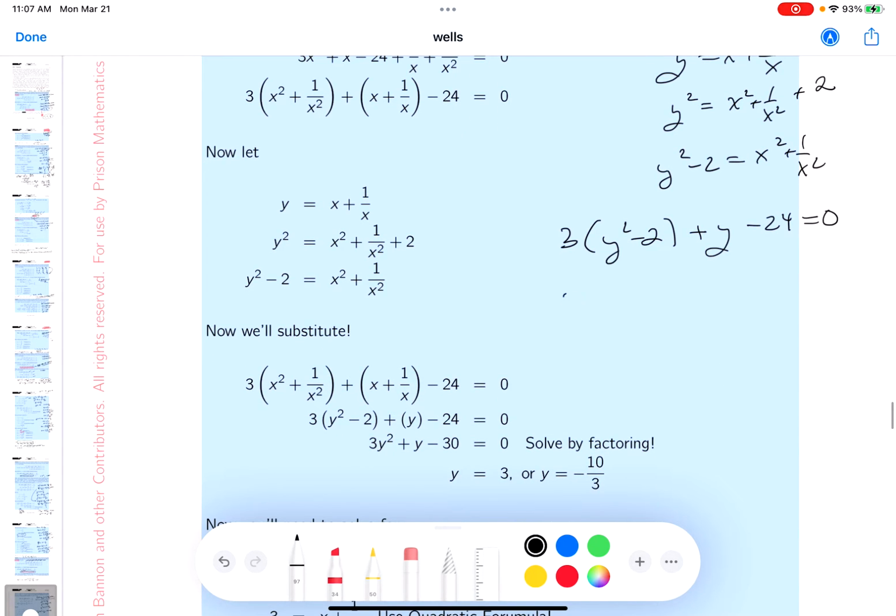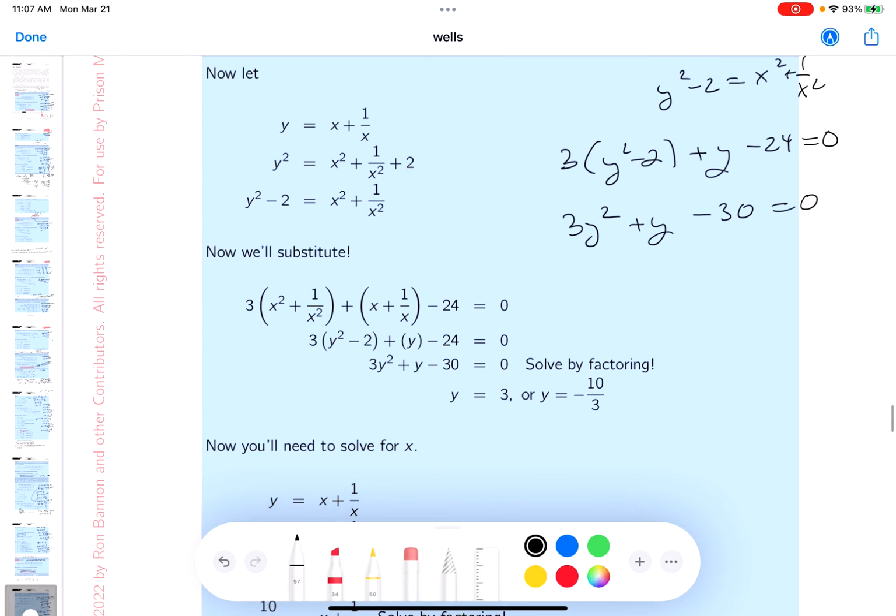And what would you get there? 3y squared, let's see, plus y, minus 6 minus 24 is minus 30, equals 0. And I think we're going to get lucky on this one. What I mean by lucky, I'll do the quadratic formula. I'm going to say 3y and y. I'm going to say 3, 10, plus minus, let me just check it, 3y squared, minus 9 plus 10 is 1. Yeah, it works beautifully. So what do you get? y is 3. The other possibility is y is minus 10/3.